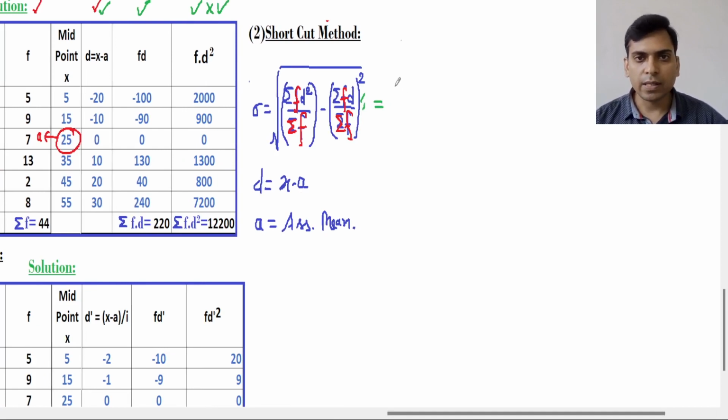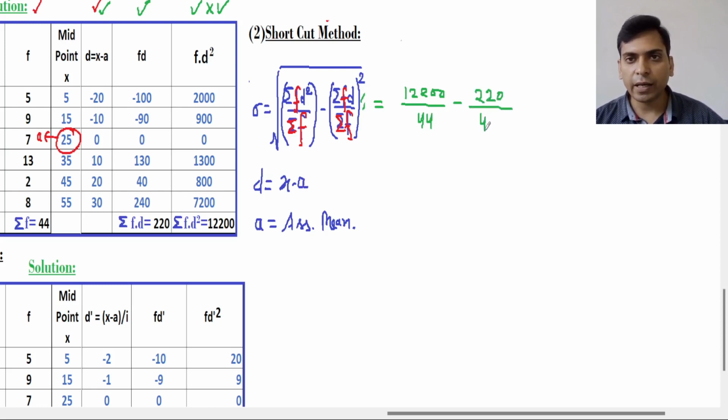So this is how much? First summation FD square, this is 12,200, and summation F is 44, and this quantity divided by it. Then FD, this is 220, and this quantity again divided by 44, then we will take their squares and then under root. So you will see again the same answer, 15.88.